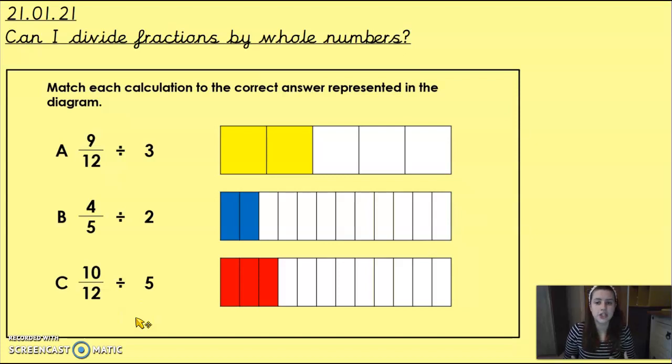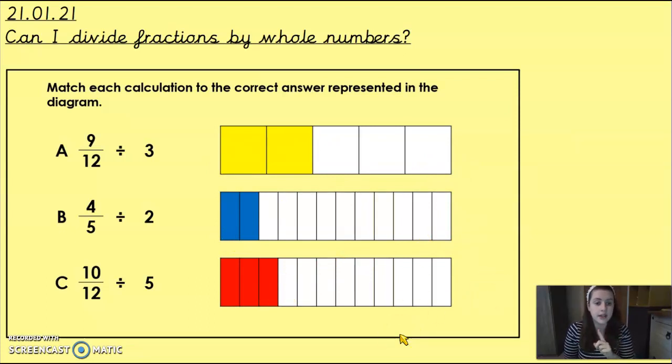To match each calculation to the correct answer represented in a picture. So you're going to have to work out the answer to these sums, and you will have to work out an equivalent fraction. So you might have to simplify your answer down to match one of the pictures.